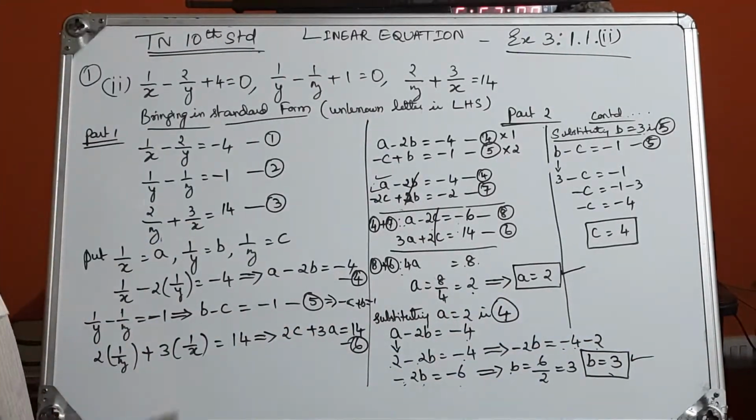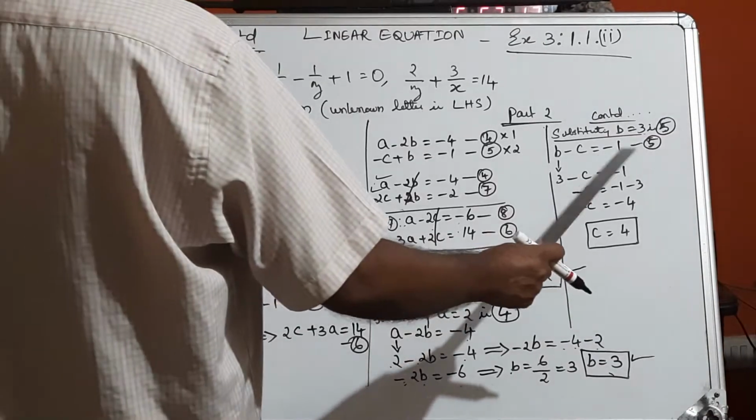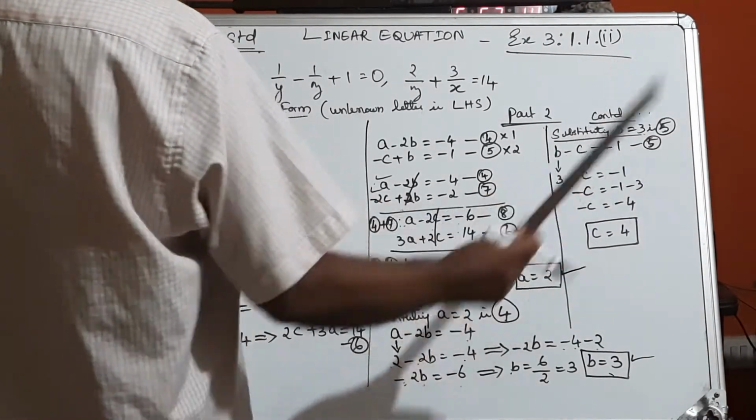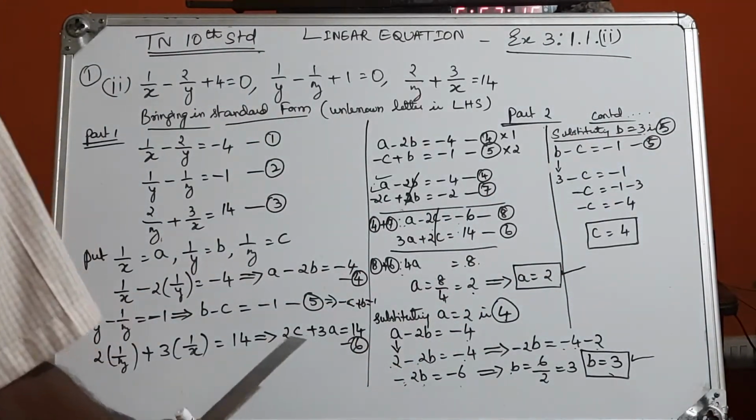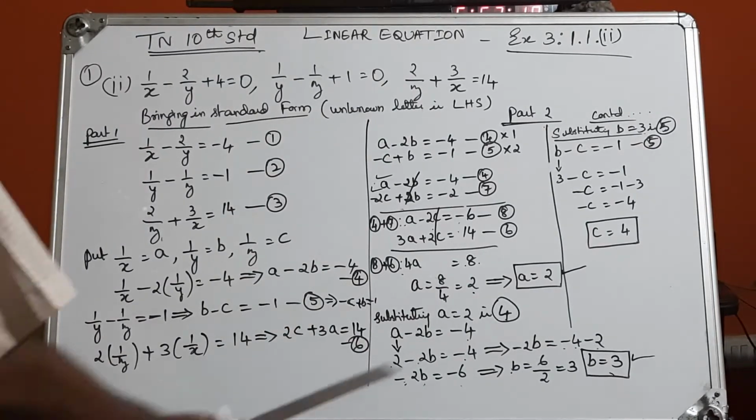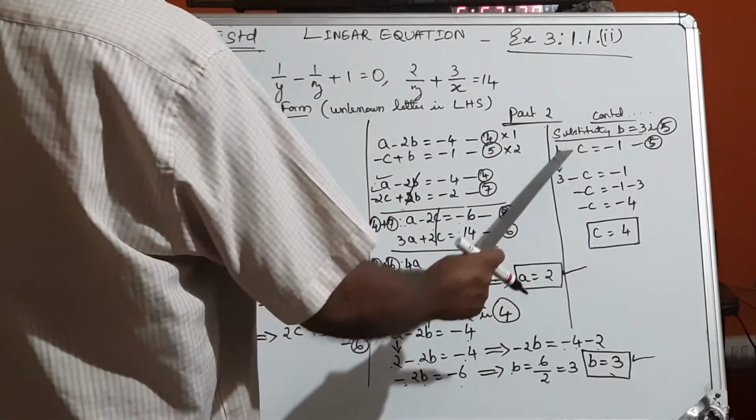And then last you must get the value of c. So b minus c equal to minus 1. Substitute in equation number 5. Where is 5? See, this is number 5. You can substitute in this equation. So b minus c equal to minus 1. So b you put as 3.